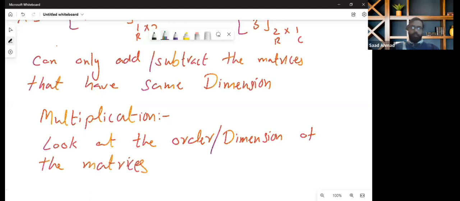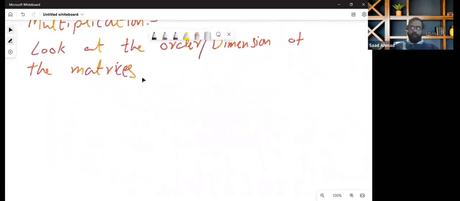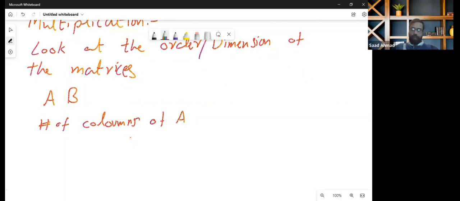So the rule is that, let's say we are multiplying A and B. The number of columns of A should be equal to the number of rows of B. Let me give you an example.